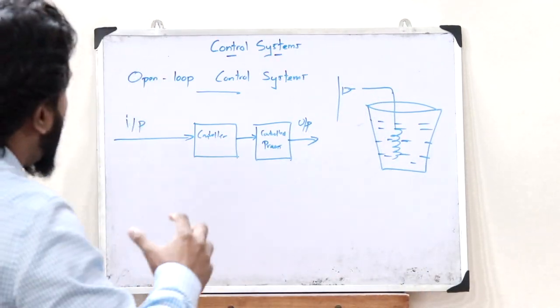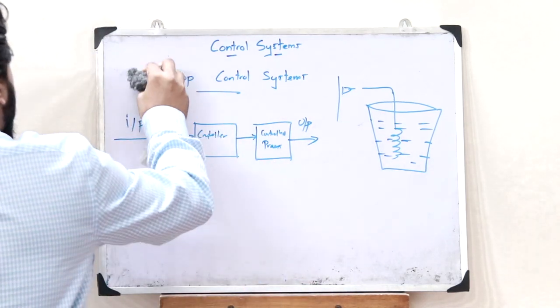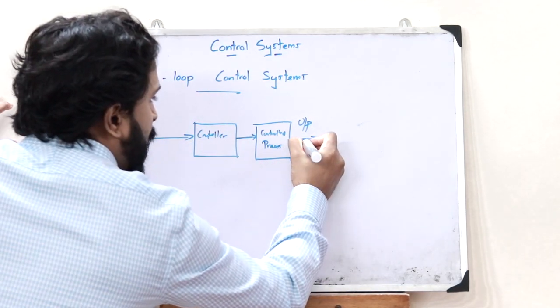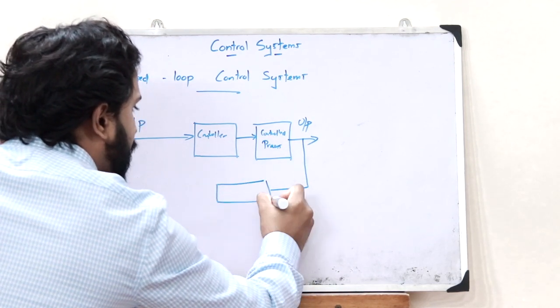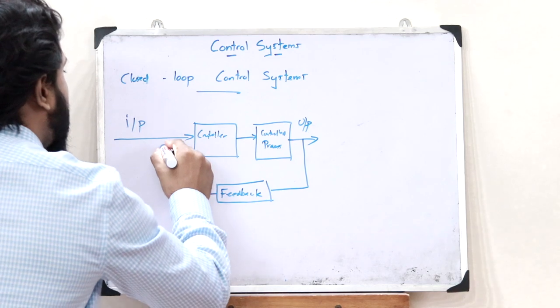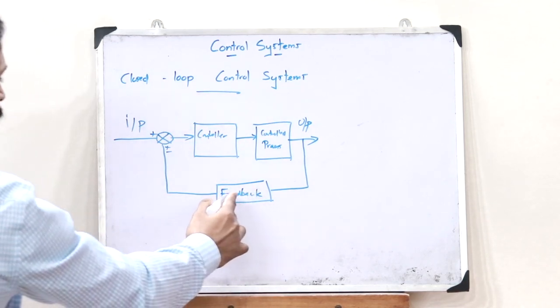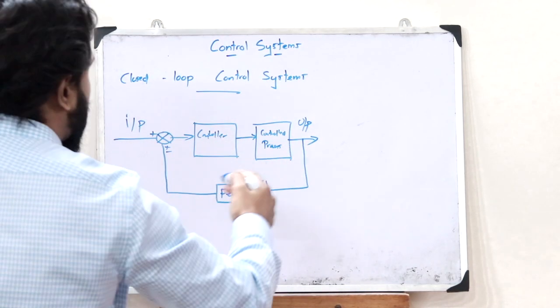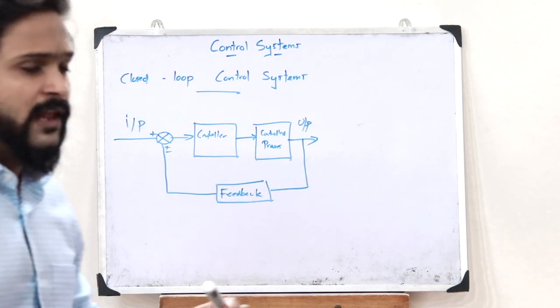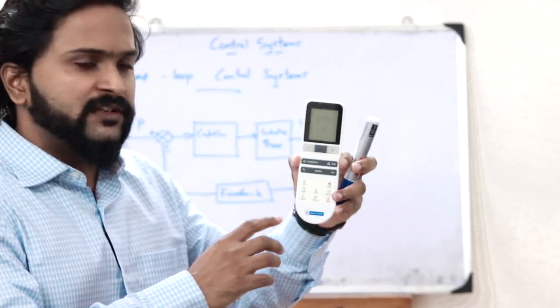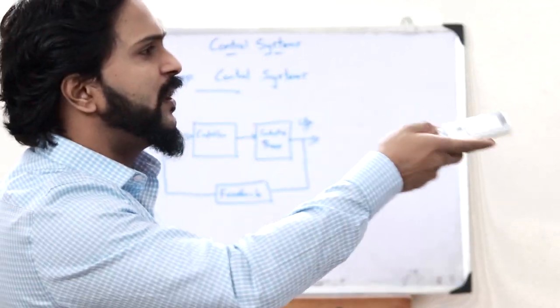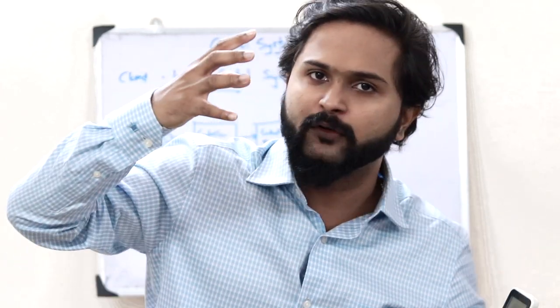So in a closed loop control system, what you observe is that from the particular output over here, a feedback element is provided over here like this. A feedback element is also provided like this. So let me make it simple for you. Let us take the example of an air conditioner. Now I have set the temperature to 24 degrees. I'm setting it to 24 degrees now. So now the air conditioner will slowly condition this room to around 24 degrees.